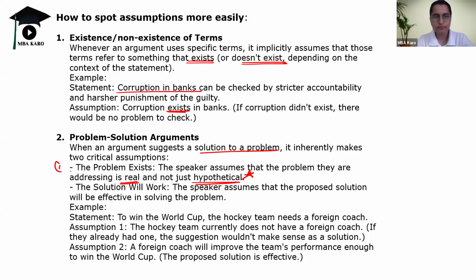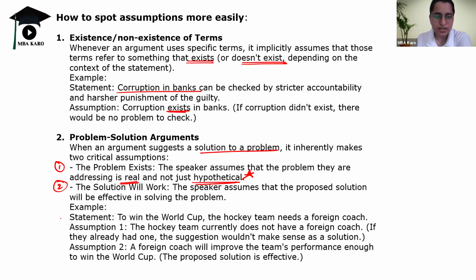So the first one is that the problem exists. The second one is that the solution will work. The speaker assumes that the proposed solution will be effective in solving the problem. Now, take a real-life example. If you are in a group discussion and you are given a problem, and you have to give a solution to it, are you not going to think whether the solution you propose is going to work or not? You are not just going to say it for the sake of saying it. You will actually believe that the solution is going to work, right? So this is what assumption is about in problem solution. If there is a solution to a problem, that means the problem is very real. It exists. Second, the solution that is given is going to work.